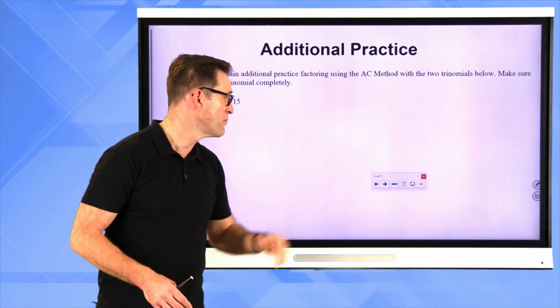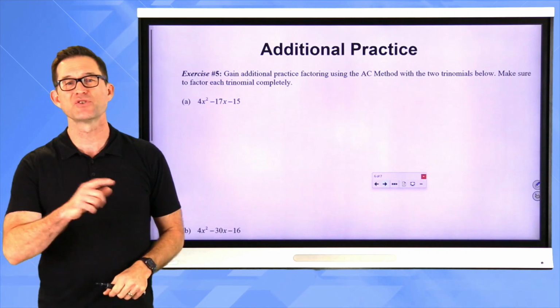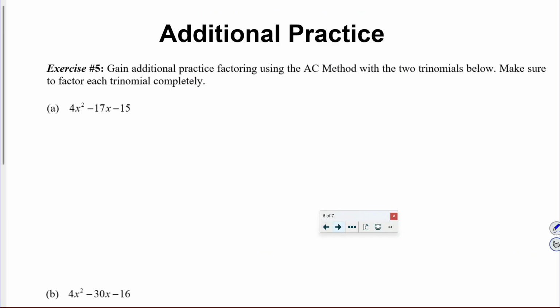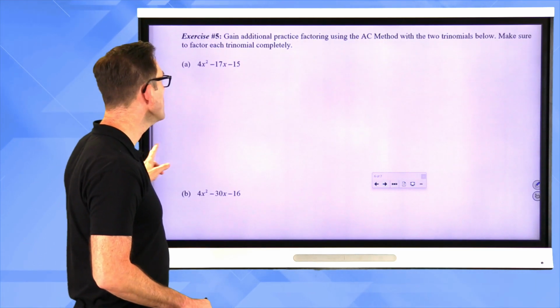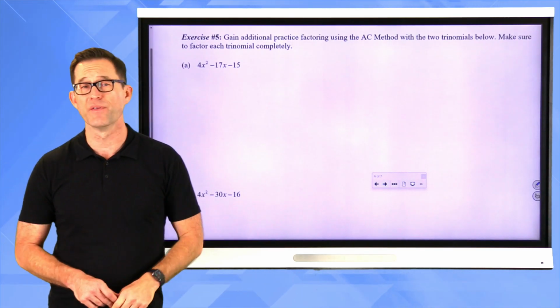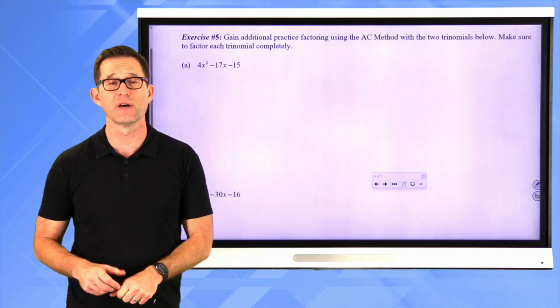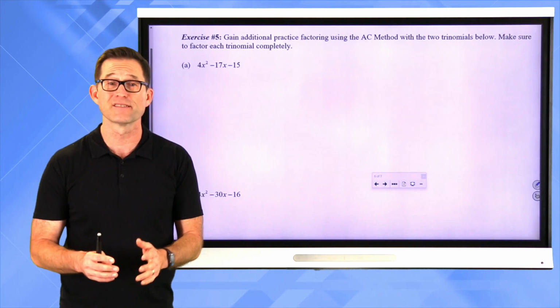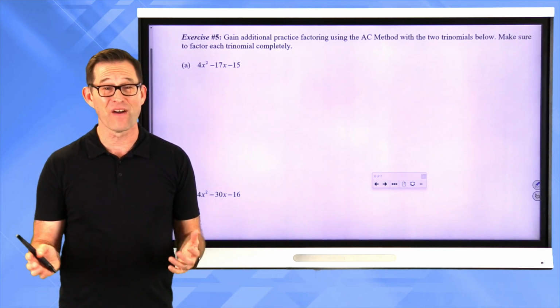All right, that being said, let's get a little bit more practice. Additional practice, exercise number 5. Gain additional practice factoring using the AC method with the two trinomials below. Make sure to factor each trinomial completely. What I want you to do is take a shot at both of these. The first question to ask yourself is: is there a GCF of the trinomial? And if there is, my advice is to factor it out first.